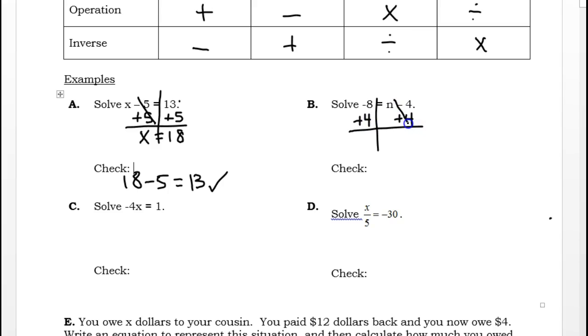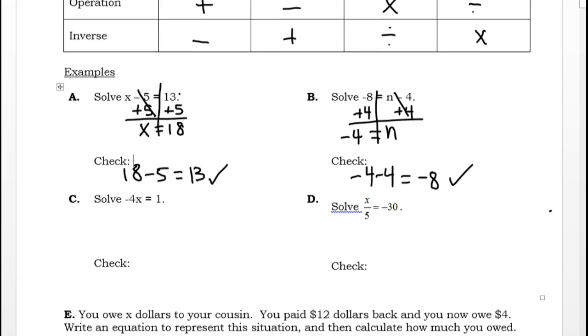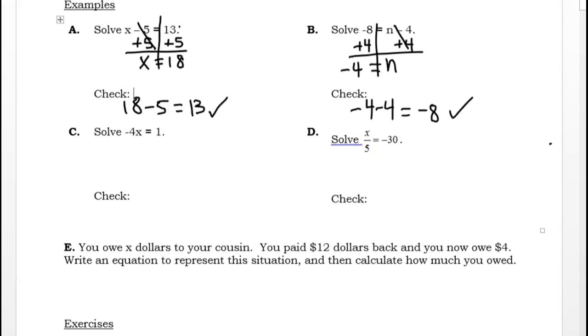So if I untake away 4 and keep this equation equal, negative 8 and 4 makes negative 4. I'm going to substitute negative 4 into the right side of the equation this time. Negative 4 minus 4, and I know that makes negative 8, so negative 4 is the correct answer. Example C says negative 4x equals 1. We want to solve that.